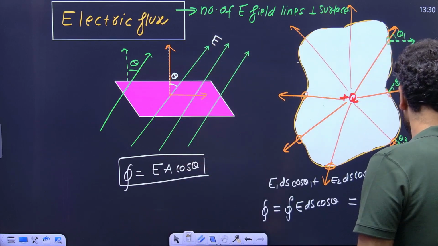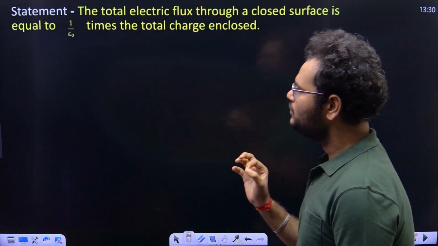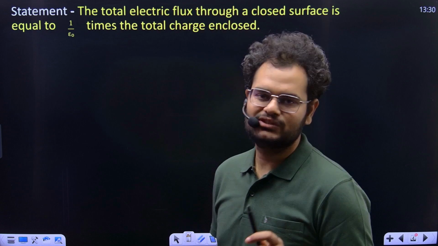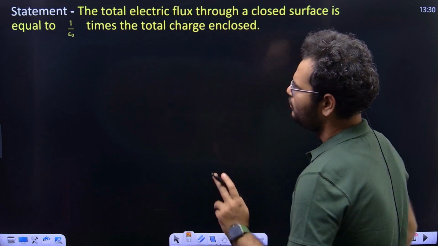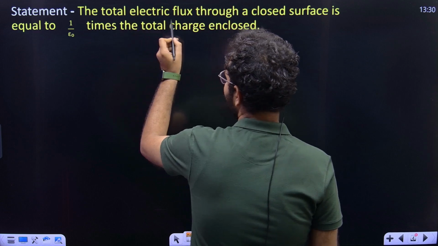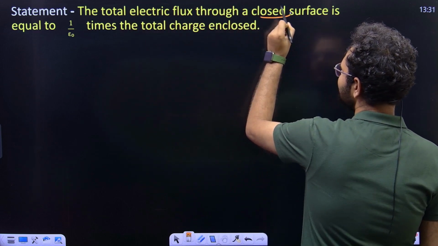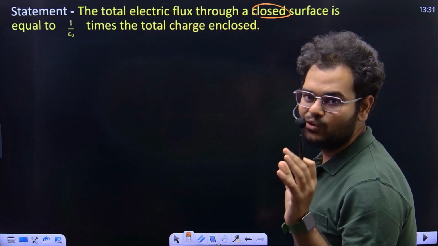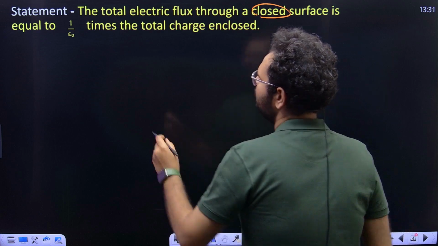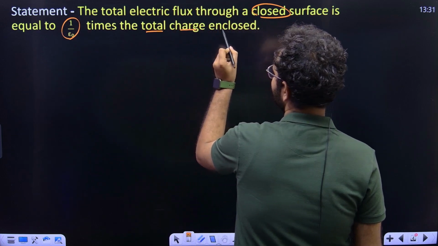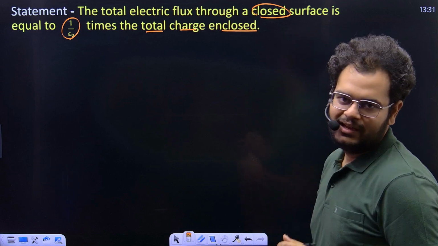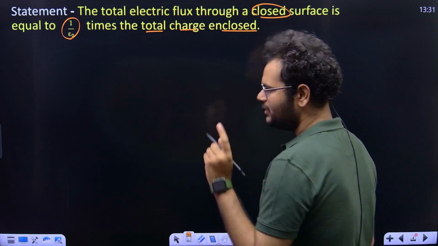Now, what you need to understand is the statement of Gauss law. Very important. Look here. What it says: the total electric flux through a closed surface, one by one, we will go in detail, okay, is equal to 1 by epsilon naught times the total charge enclosed. What they are saying is, let me write mathematically.